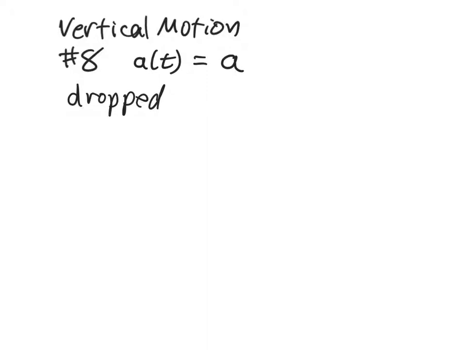One key word: a rock being dropped means what? Velocity is negative. V naught is 0. Okay, the initial velocity is 0. From a height of 25 feet, takes 20 seconds to hit the ground.